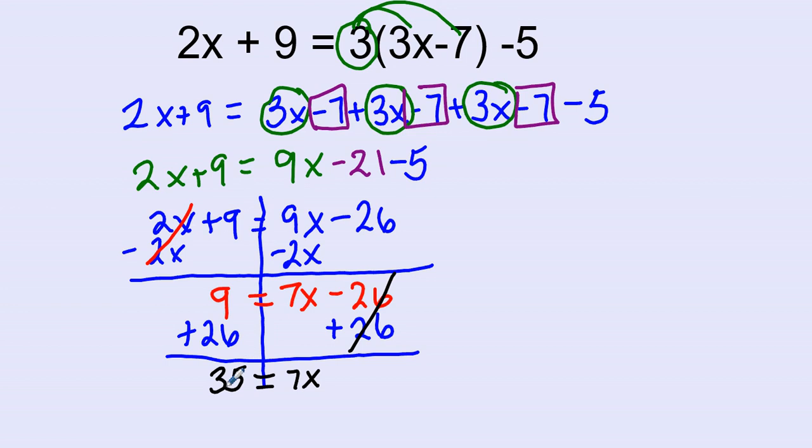Now is when I can divide. So if 7x is 35, with my tiles, I would group them up into 7 groups. So I would divide them up into 7. So 35 tiles divided by 7 would be 5. So 5 equals x, or x equals 5.